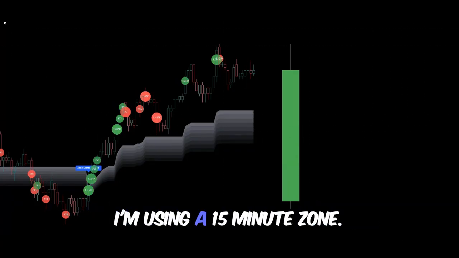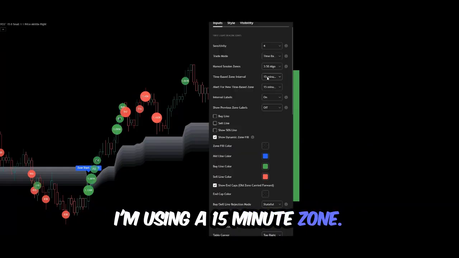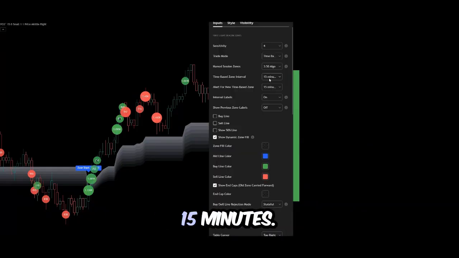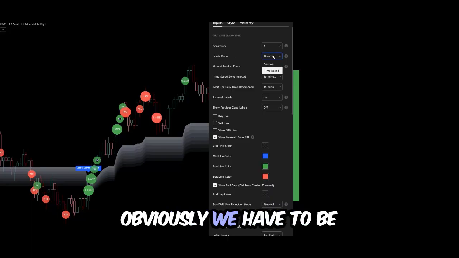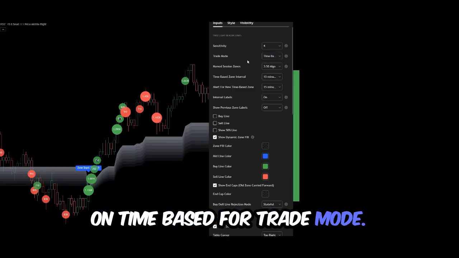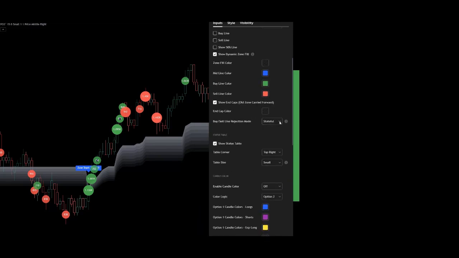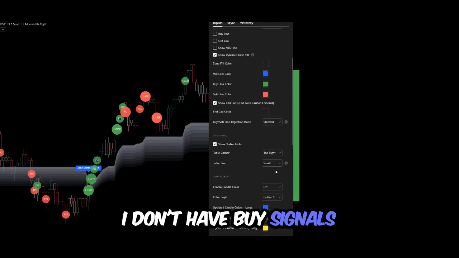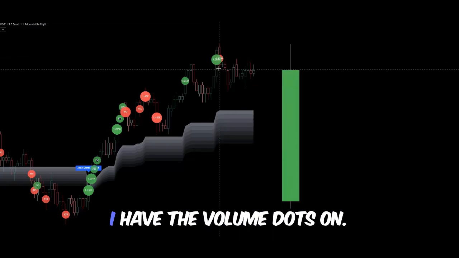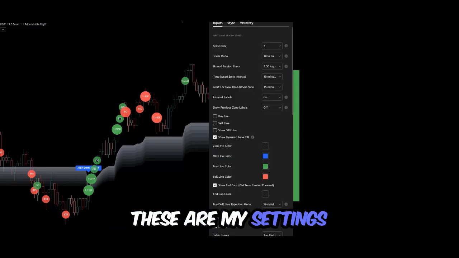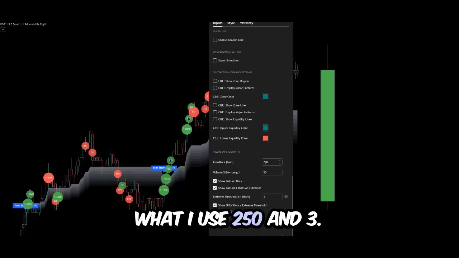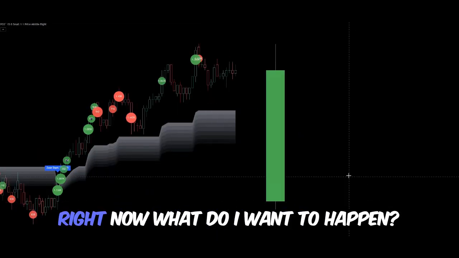I'm using a 15-minute zone, time-based zone, 15 minutes. Obviously, we have to be on time-based for trade mode. This doesn't matter. I don't have buy signals on or candle colors on. I have the volume dots on. These are my settings for my volume dots. What I use, 250 and 3. Turn all these little switches on here, right?